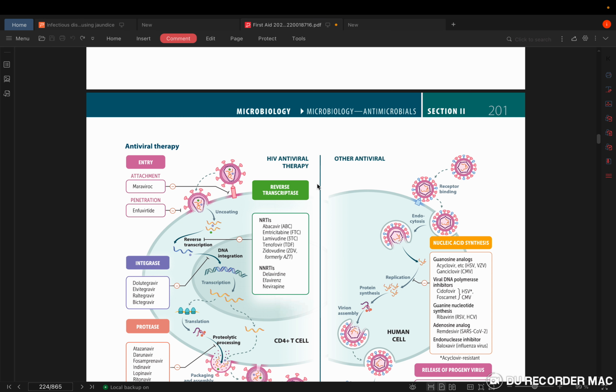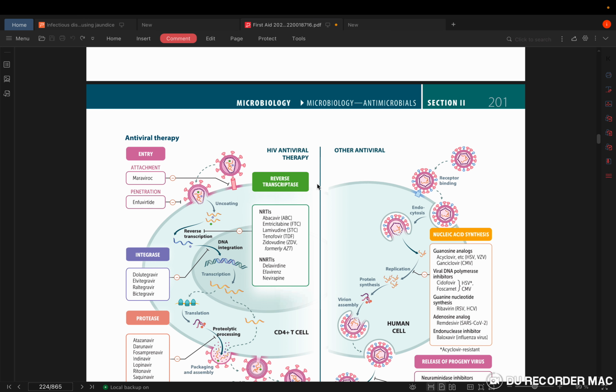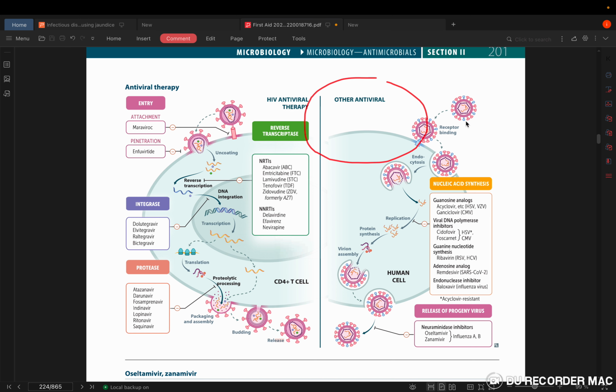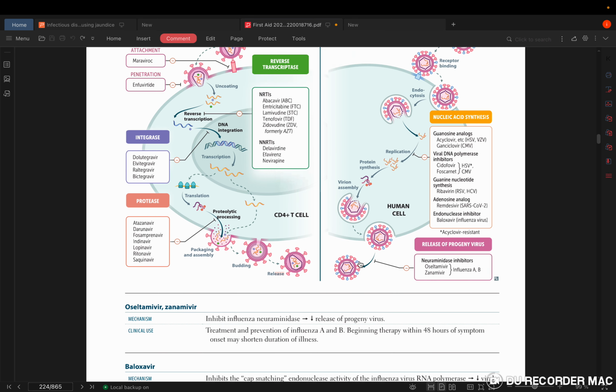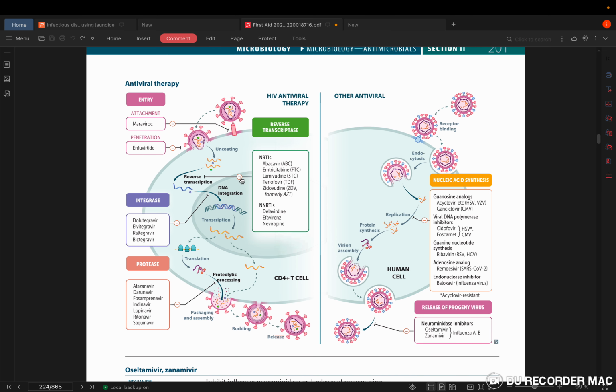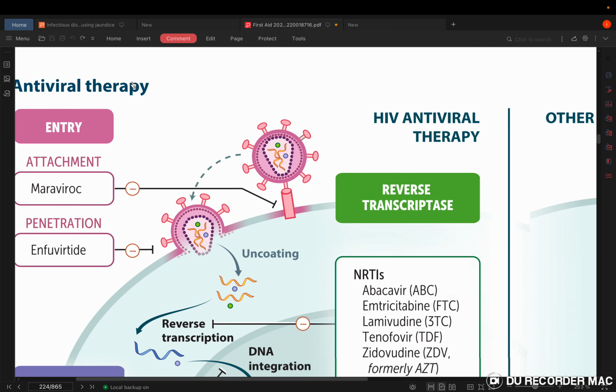How does HIV affect us? How does it replicate inside of us? How does it move? What does it do? You need to know all of that, because each of these steps has a drug that works on it. And for the other antiviral drugs, we will have to know their cell cycle as well, because each step will have something working on it. So, let's start with the HIV drugs.